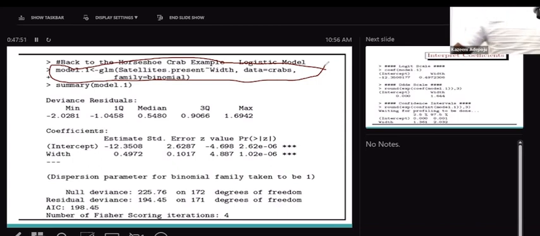Generalized linear model. That is what we call GLM. That is what you're going to be using. When you write GLM, you also have to indicate family equal to binomial. You just have to do that. Look at that here. Family equal to binomial. When you now run that, you do the summary of module.1, it will give you this result.